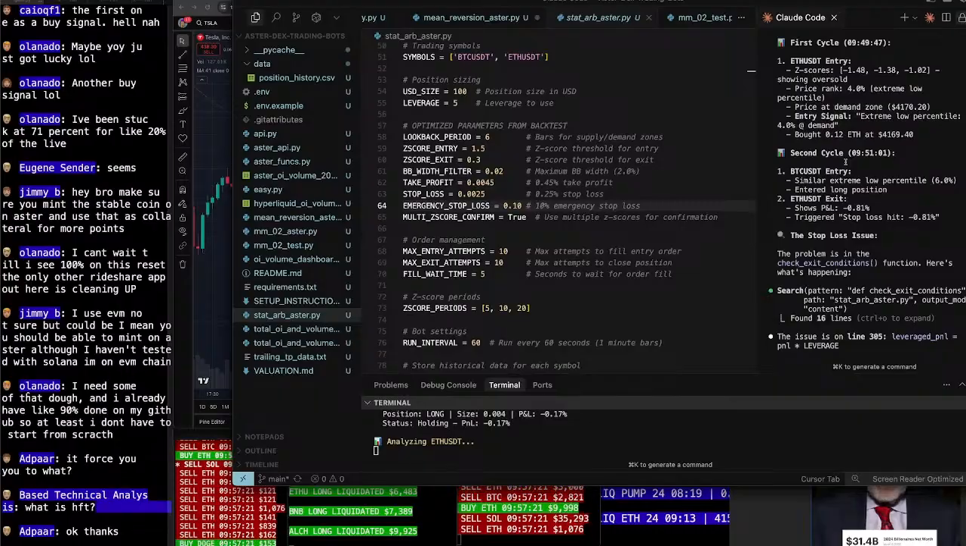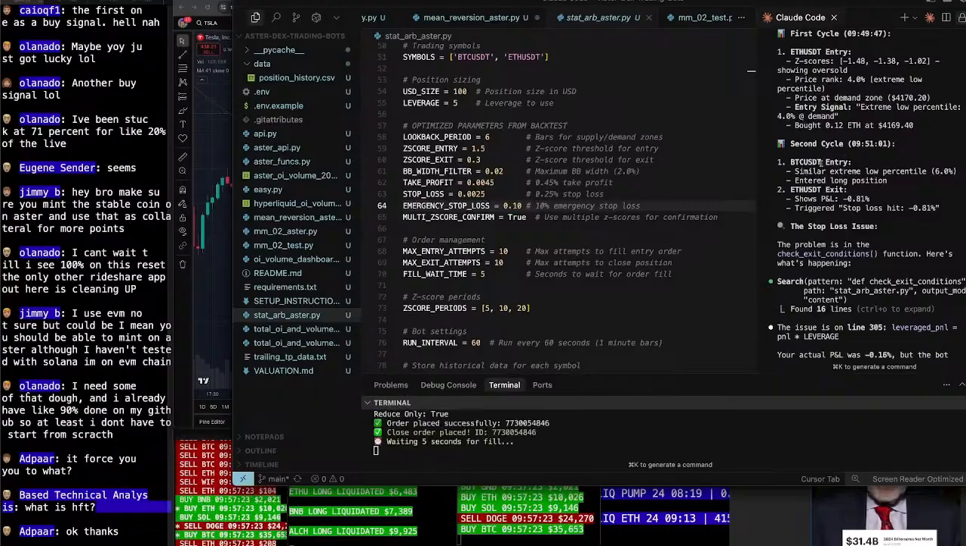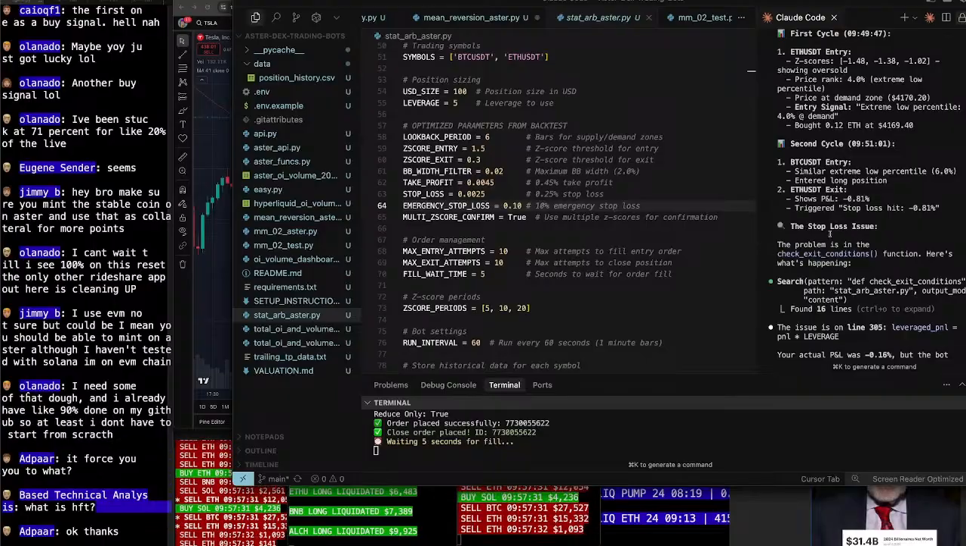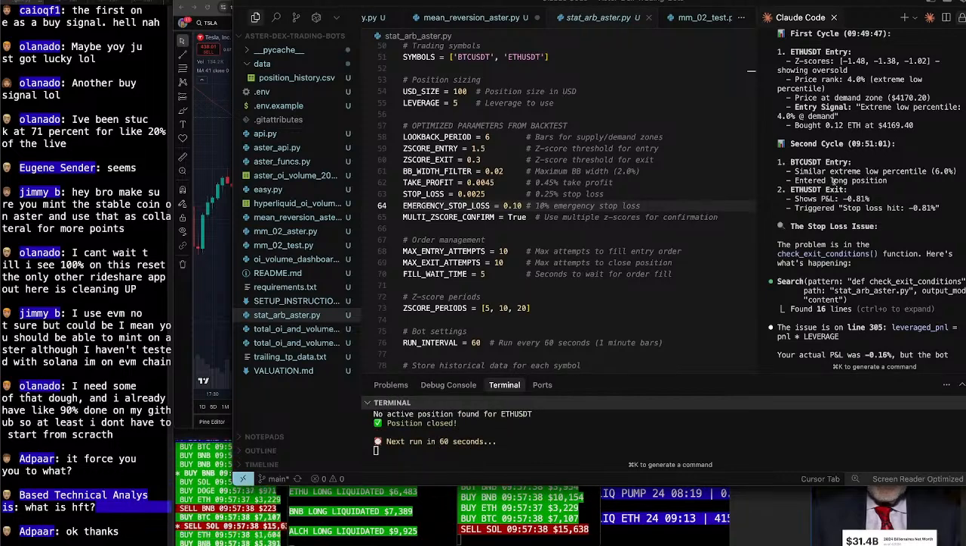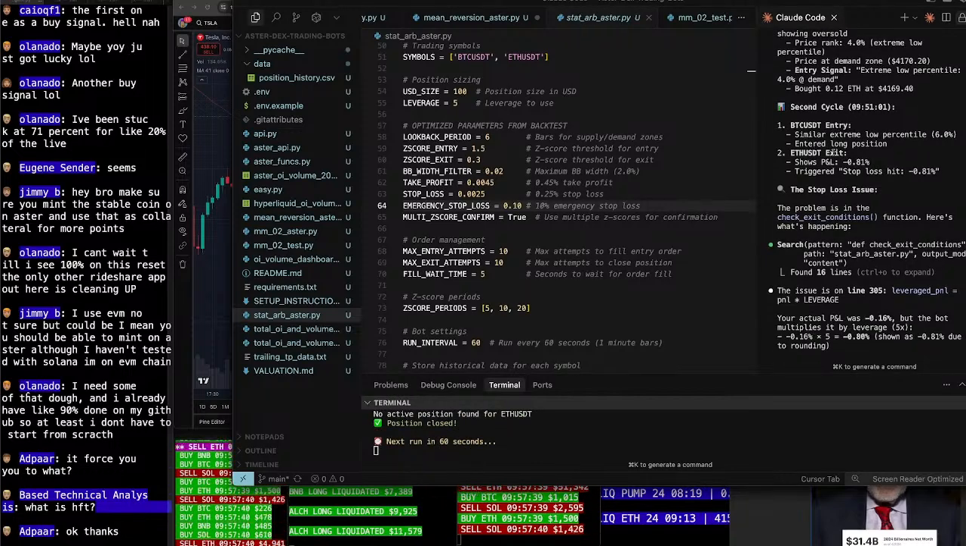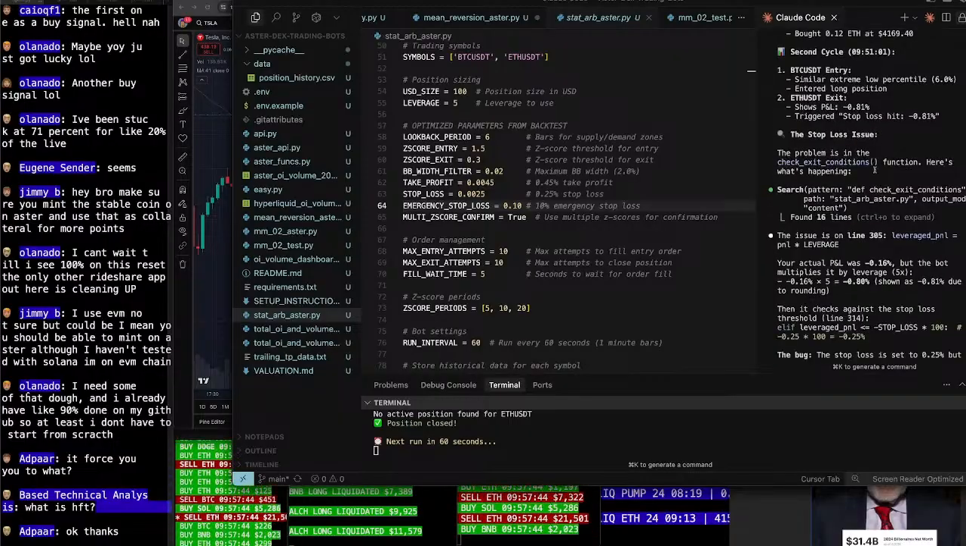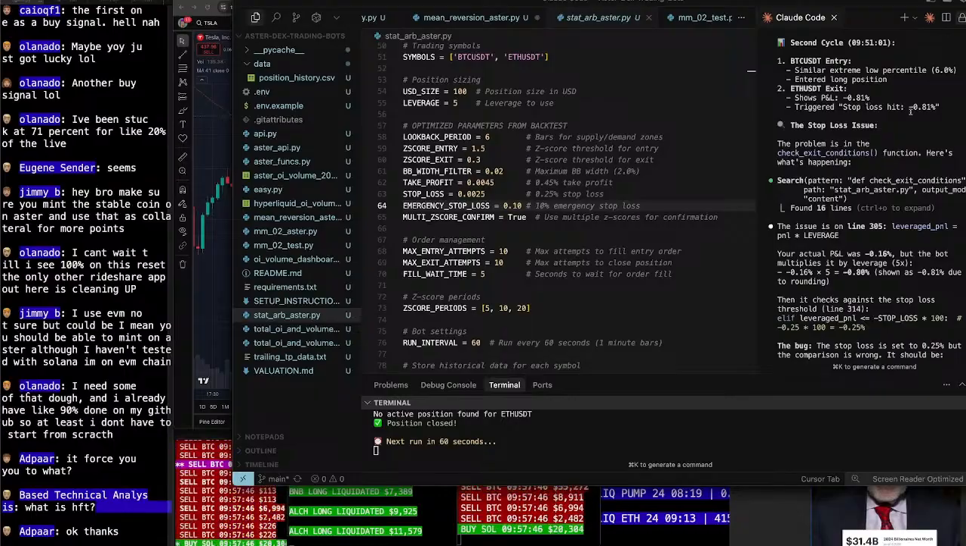Second cycle here. BTC USDT entry, similar extreme low percentile. Looks like it's putting in some sort of trade here again. Entered long position. ETH exit, okay. Shows P&L at negative 0.81. Triggered stop loss at negative 0.81.